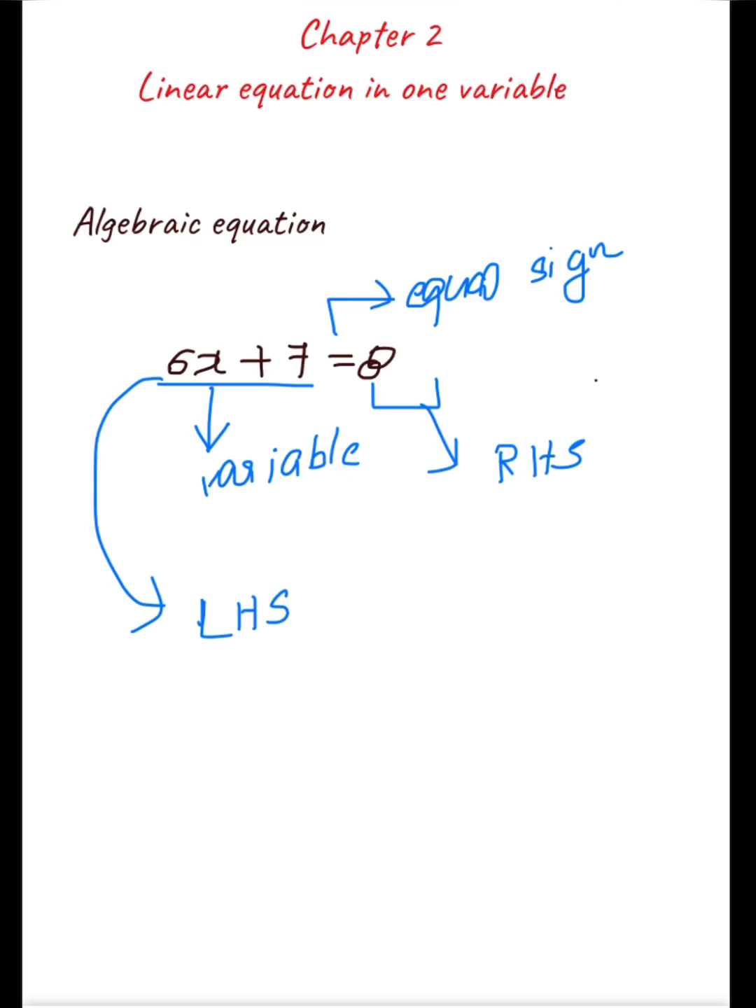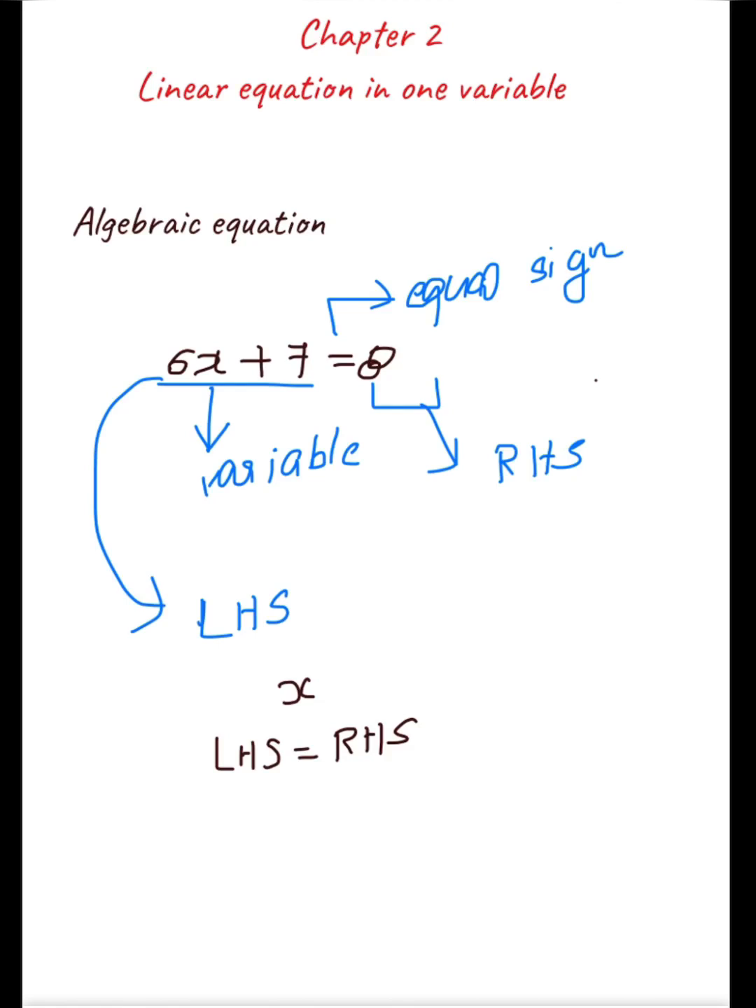Okay. So there will be some expressions on the left which is called LHS, and there will be some expressions on the right which is called RHS. Okay, and there will be one equal sign and there will be a variable. Okay, so here the variable is x. Okay, and when you are solving the equation you will see that only for some values of x, LHS will be equal to RHS.